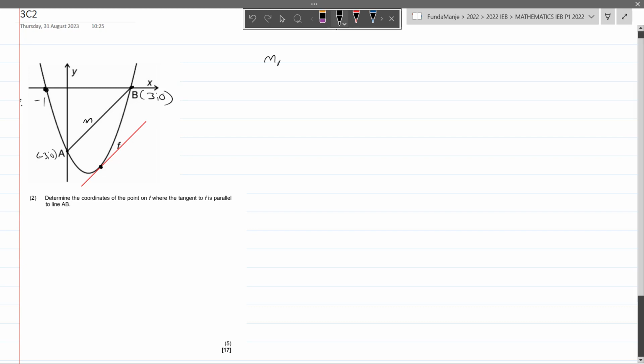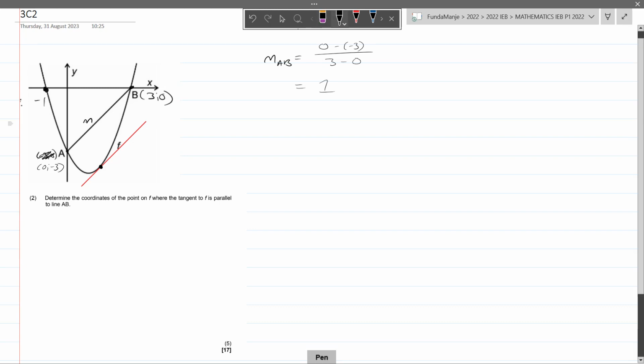So the gradient of line AB will be equal to, you can do the whole change in y over change in x, or you can recognize that this is going from -3 to 3, which means the gradient is 1. But it's safest to just compute it. So we'd have 0. Actually, I wrote these coordinates incorrectly. This should be 0 as to -3, like that. So this will be 0 minus -3 all over 3 minus 0, which will give us 3 over 3, which is 1.